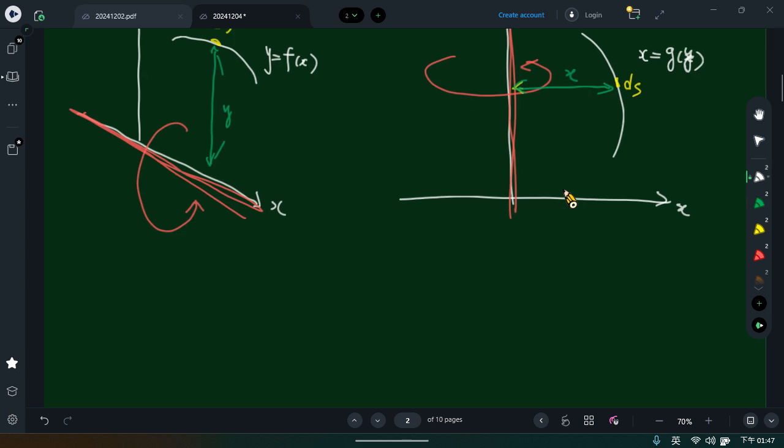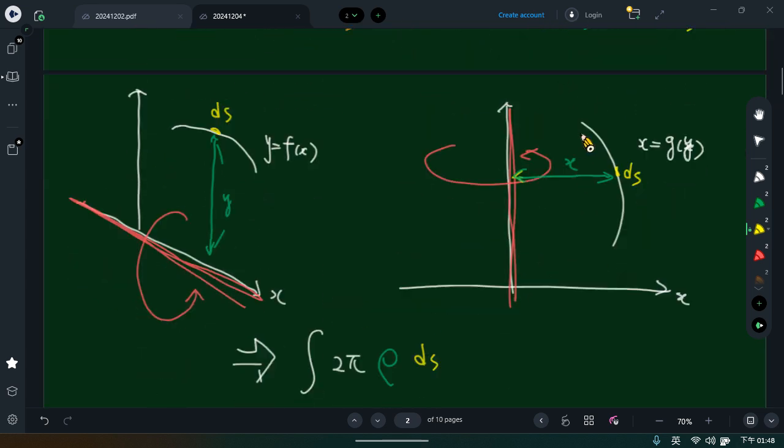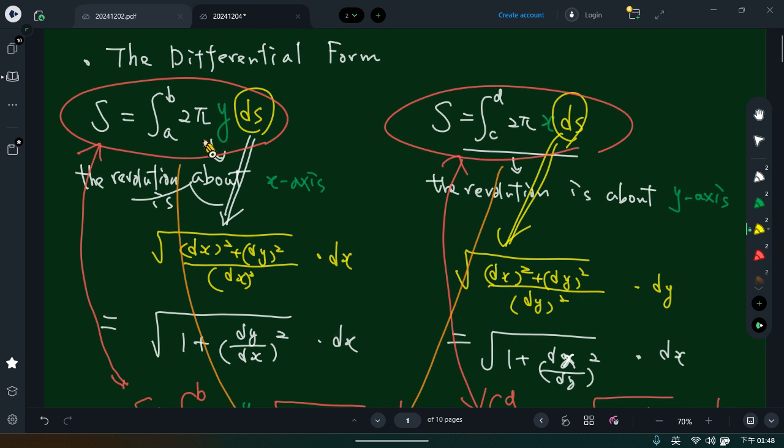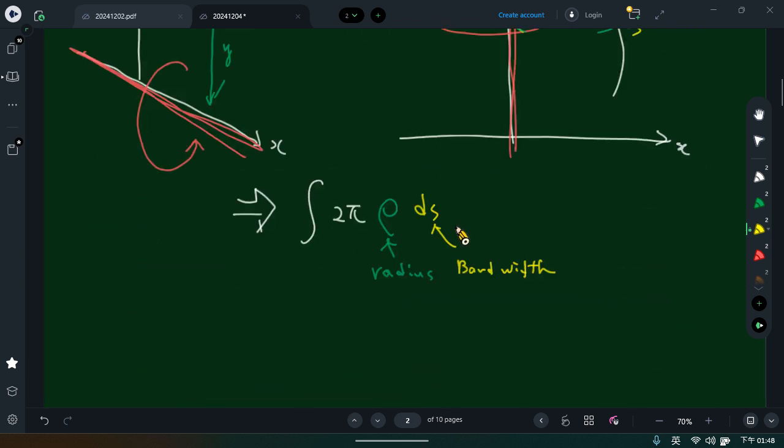In our textbook, we also can reduce it to integral 2 pi times rho times ds. Rho here means the radius. ds here is the bandwidth. So you can see compared to these two, finally you can just use this one for both. What you need to measure is what the radius is, that will be rho, and what the bandwidth is, that will be ds.